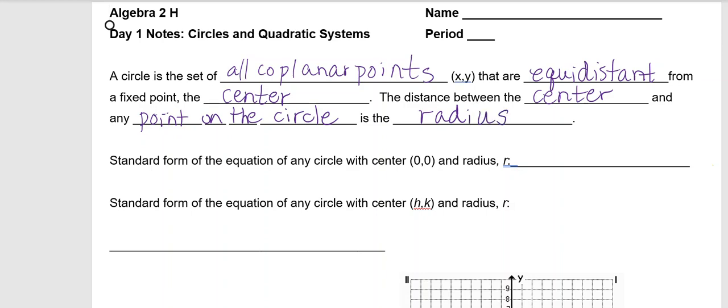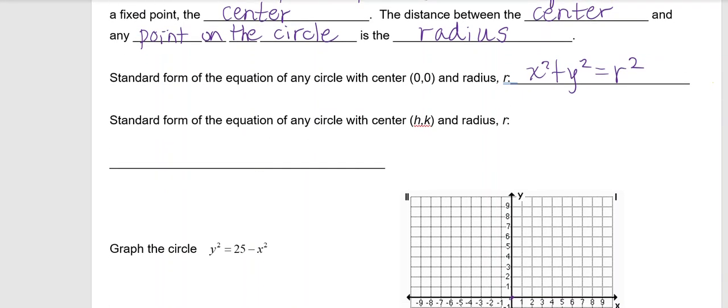The standard form of the equation of a circle that is centered at the origin with a radius length of r is x squared plus y squared equals r squared. And if the center is not at the origin, our standard form is (x minus h) squared plus (y minus k) squared equals the radius squared again.